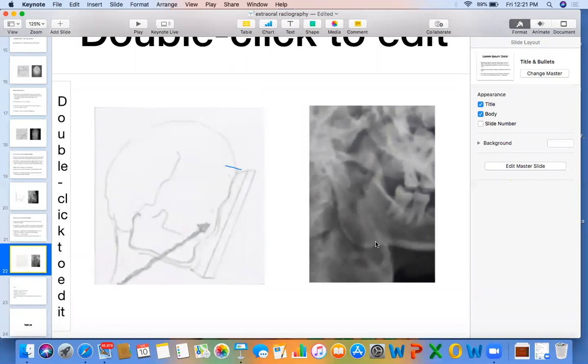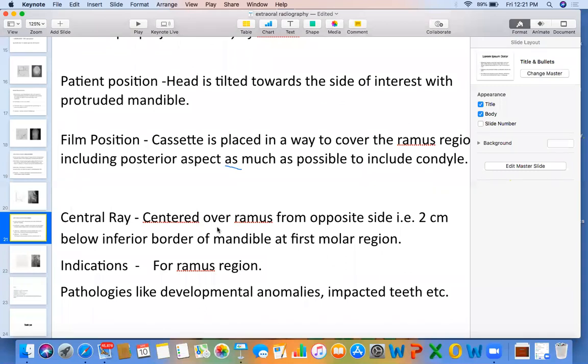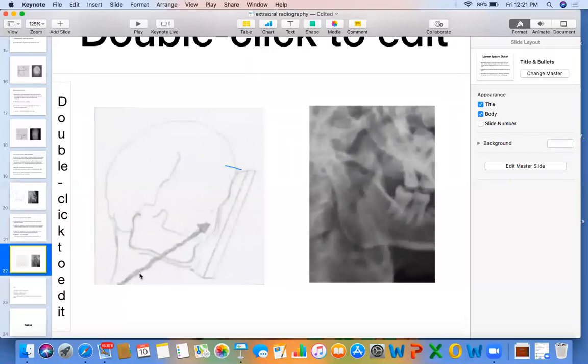So both are there. You can see that here the ramus is clearly visualized as the view is for the body of the ramus. It is a little posterior. The ray is coming from a little anterior, so that it is centered over the ramus from the opposite side, that is 2 centimeter below the inferior border of the mandible at the first molar region. Again, we'll see what is there in the image. So the ray is coming from a little anterior going to the ramus, and in the radiograph we are going to visualize this ramus region completely. Now suppose there is any tumor or cyst or fracture, they can be visualized quickly with this view, and this is a very handy view also.